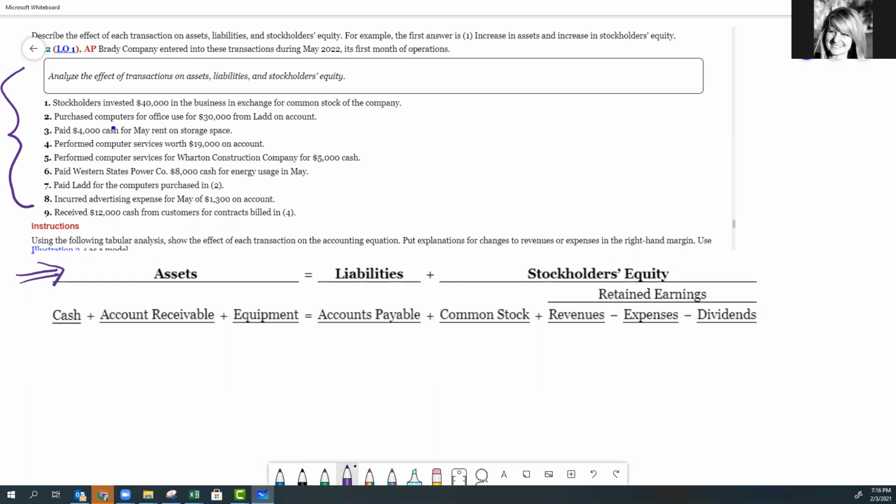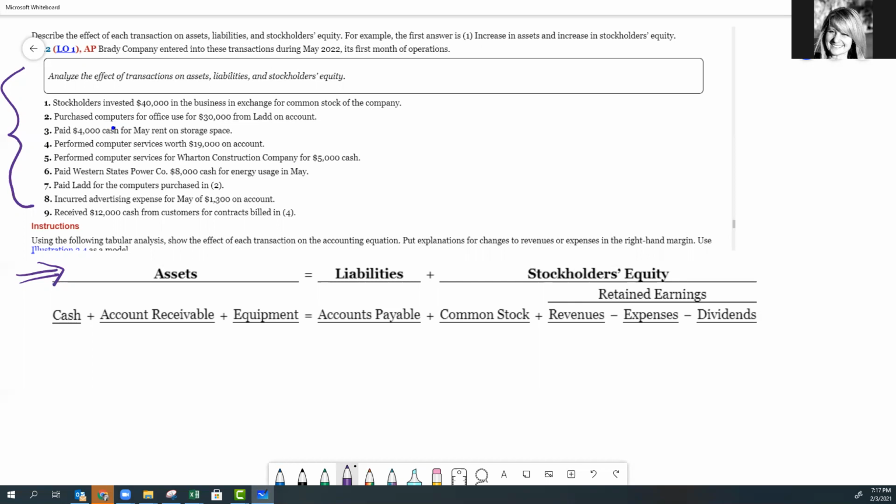And so we have 9 transactions here. These are typical transactions. What we're going to do is classify these transactions in terms of their effect on the accounting equation. And with this exercise in particular, we are going to talk about those effects in plain English. So we have to understand the effect on the accounting equation in English before we can translate it to the accounting language of debits and credits. Okay, so let's take a look at the problem.